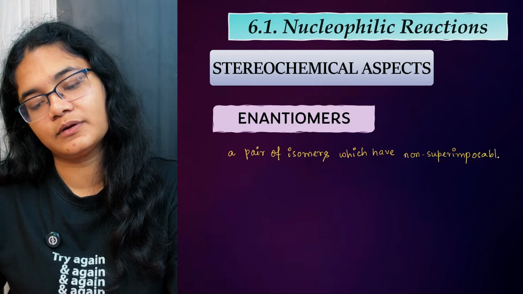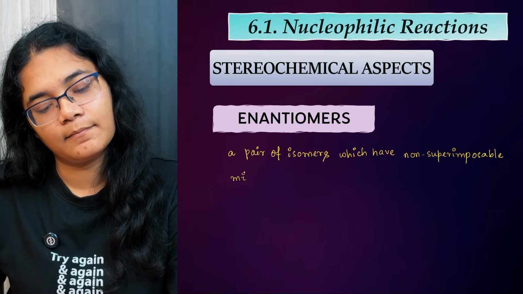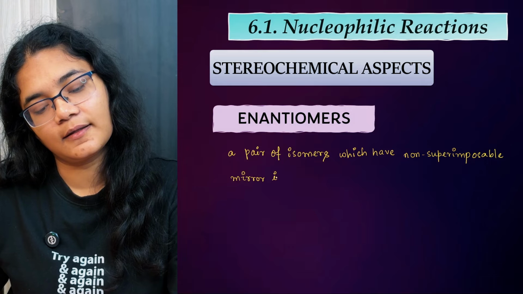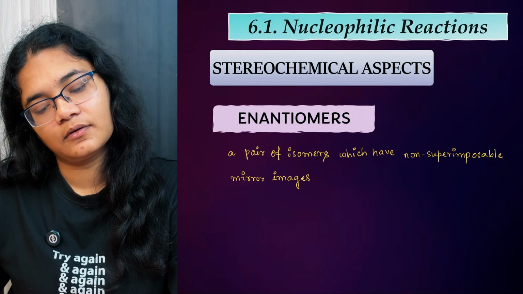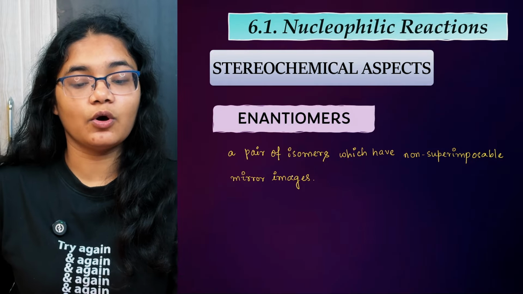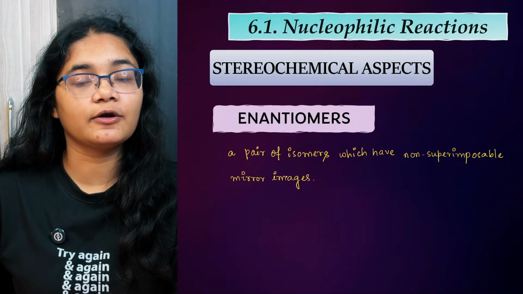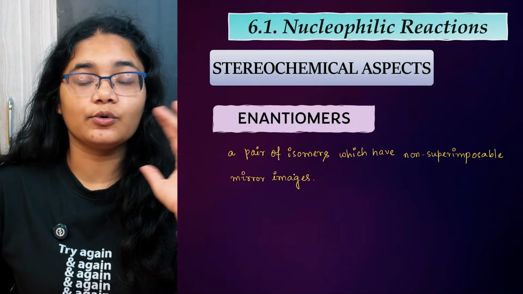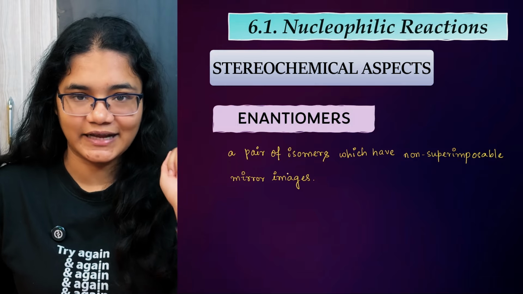Non-superimposable mirror images. A pair of isomers that are non-superimposable mirror images are called enantiomers. They rotate the plane polarized light in opposite directions.